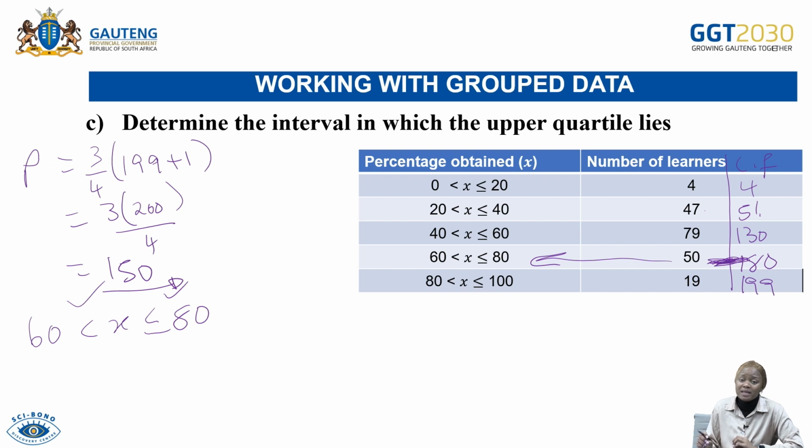So with grouped data, it's compulsory that you find the position first, because you can't just look at the data and say, I think the lower quartile will be here and I think the upper quartile will be here, because it depends on the frequency that you are given. So you need to find the cumulative frequency, and then after doing that, you need to find your positions.